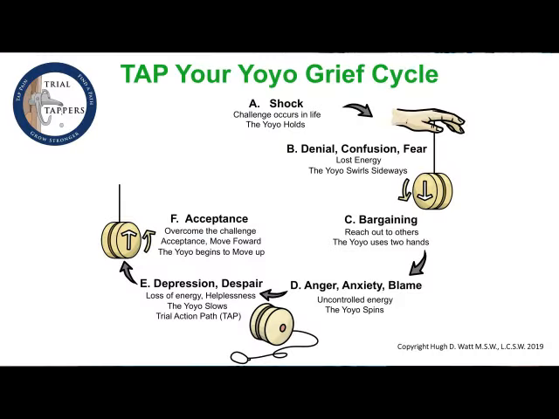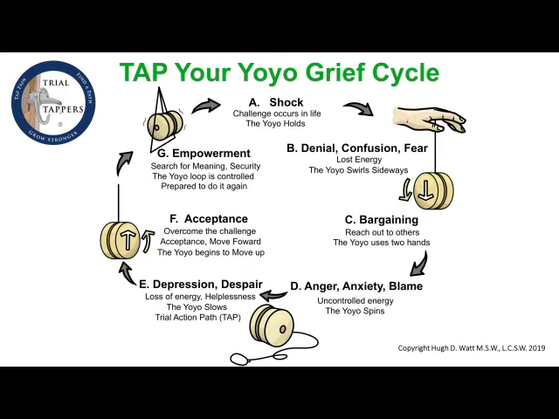Now this is a weakened state, and it's the state right before you have to decide to put in some positive energy to change towards recovery. Now stage F is the acceptance, such as when you begin to overcome the challenge by moving forward. Now here, the yo-yo begins working and starts being pulled up back again.